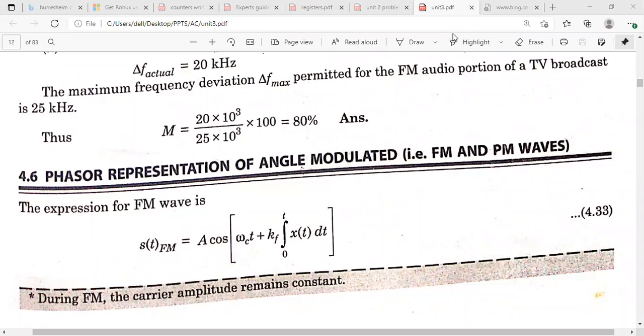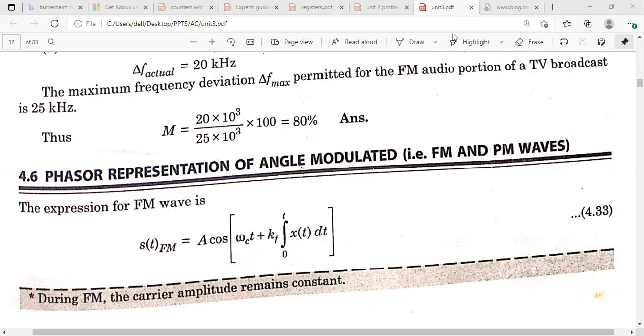So in the previous class, we discussed single-tone frequency modulation. Single-tone frequency modulation means the modulating signal contains a single frequency component. We also discussed some problems on the modulation index and the frequency deviation. You have to remember the standard expressions for the FM wave and the phase modulated wave.